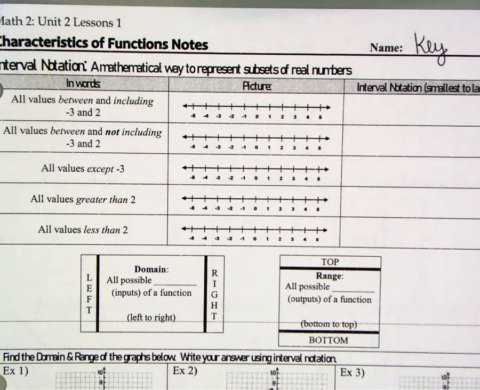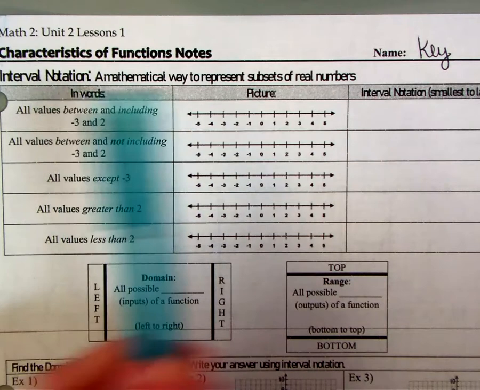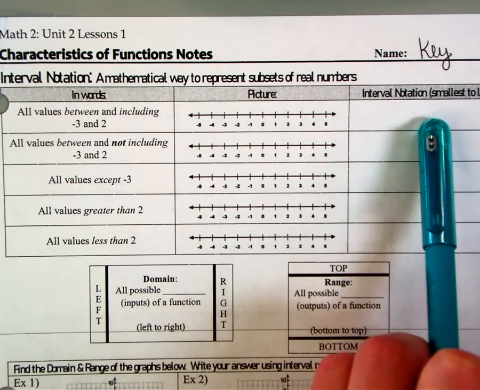Okay, so what we're going to look at today is Unit 2, Lesson 1, Characteristics of Functions. And so the first thing we want to look at is interval notation. We've got this table up here at the top, and we've got three sections: an in-word section, a picture section, and interval notation.